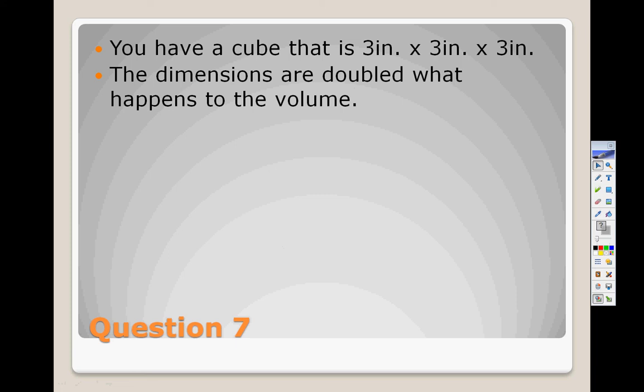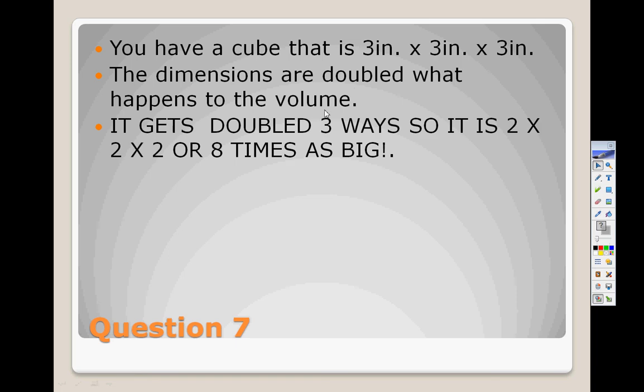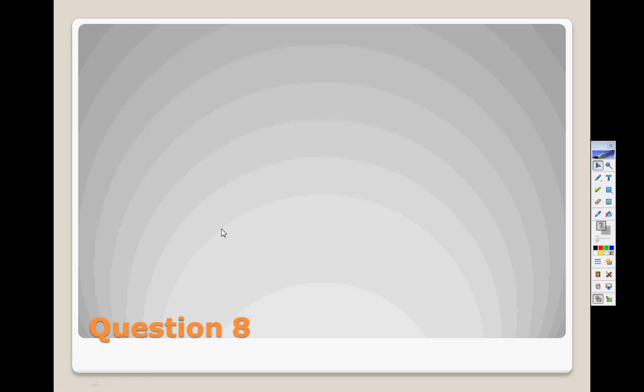And the answer is, it gets doubled 3 ways, so it is 2 times 2 times 2, or 8 times as big. So if I did it out, that would have been 27 cubic inches, or 216 cubic inches on the new shape that was 6 by 6 by 6. All right, let's not mess that up. Surface area would have just quadrupled. It would have been 4 times as big. But then with volume, it ends up doubling again at 8 times as big.